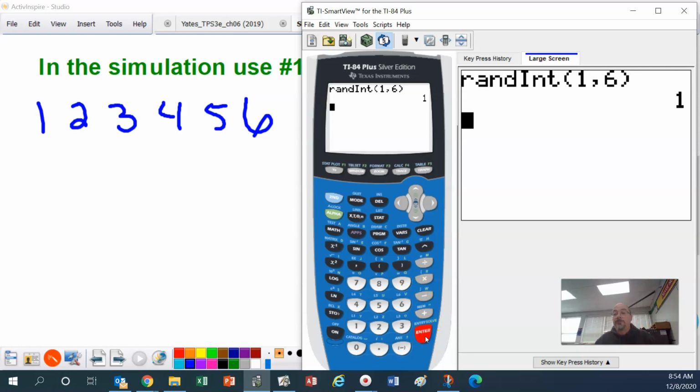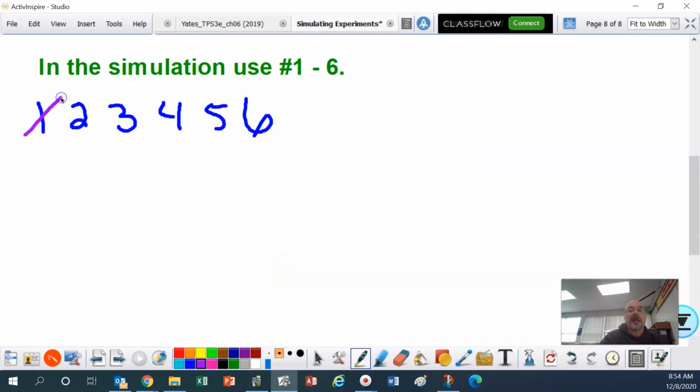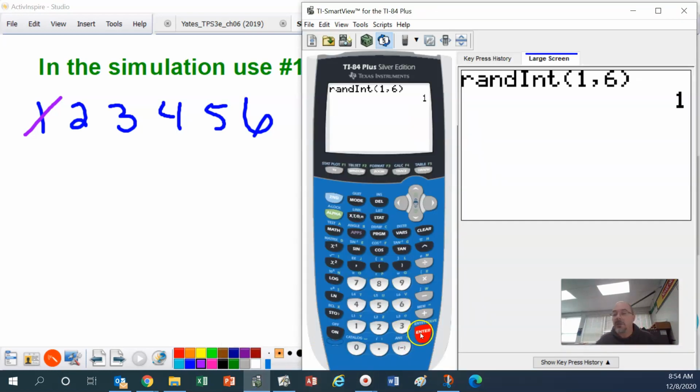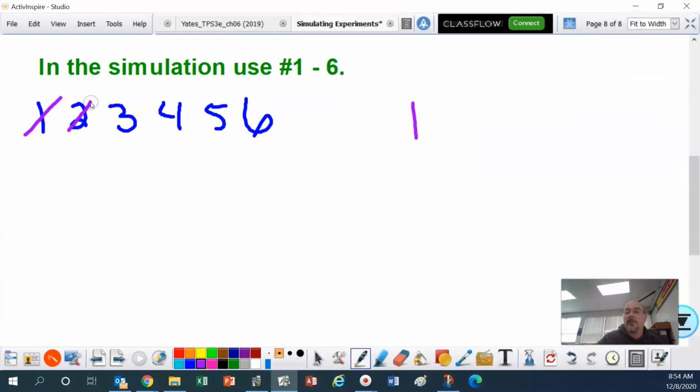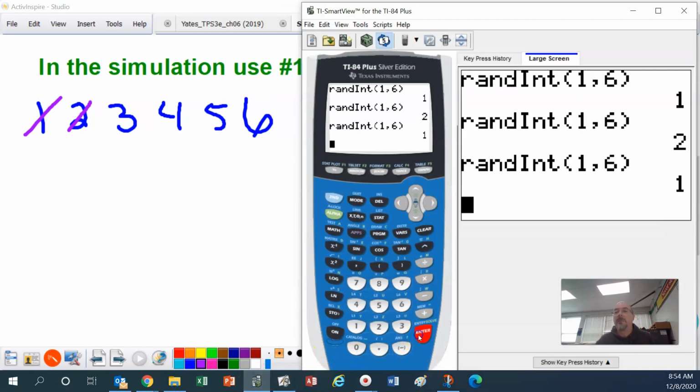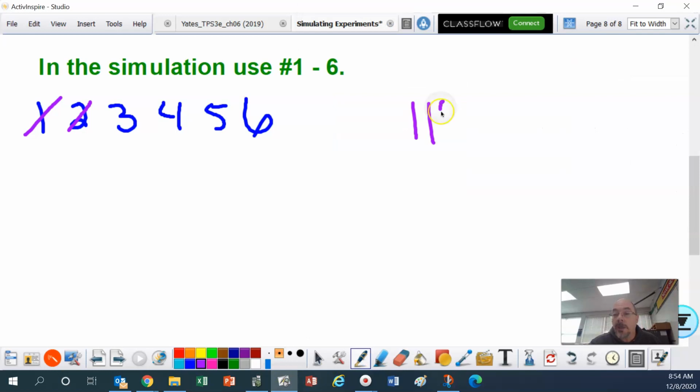So enter. Okay, I got prize number 1. So what I'm going to do is I'm going to cross that off and make a tally mark. Okay, so that was 1 box. Hit enter again. I got prize number 2. I'm going to cross it off. I'm going to make a tally mark. Okay, next prize. I got prize 1 again. Okay, well, I can't cross anything off, but I do need to make a tally mark.